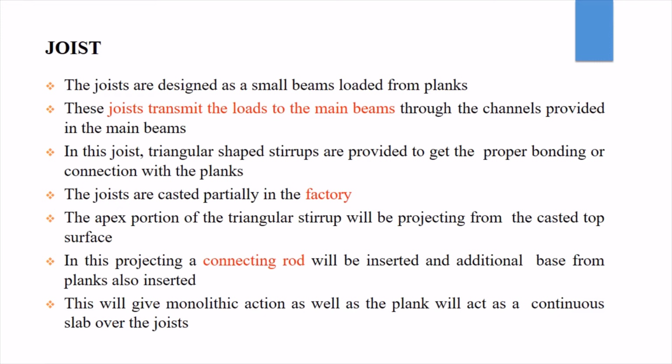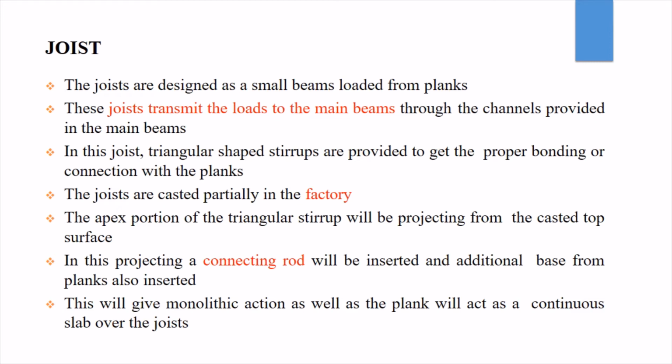And then the apex portion, which is nothing but the top portion of the triangle stirrup, will be projecting from the casted top surface. So they are mentioning the top portion will look like a triangle stirrup, and it is used for connecting with the plank. Okay, so in this projection, a connecting rod will be inserted. So we know that joists have some triangle stirrups at the top surface, so it is used with a connecting rod, and additional bars from planks are also inserted.